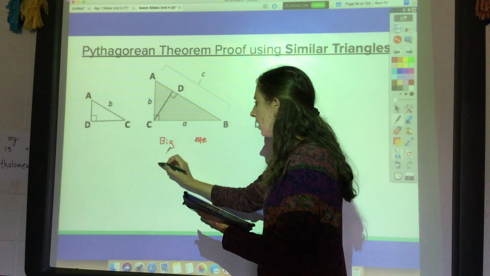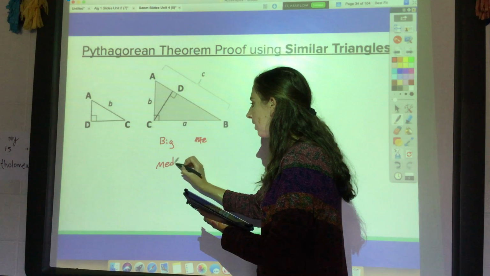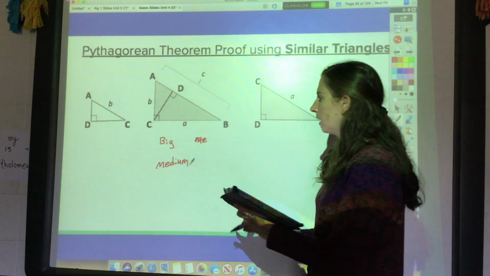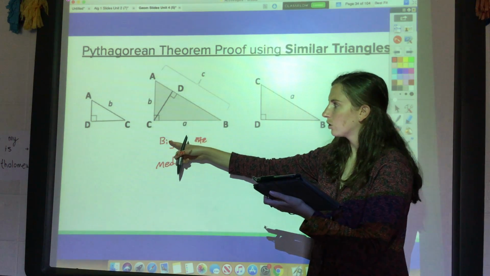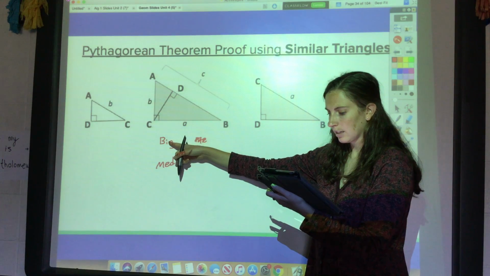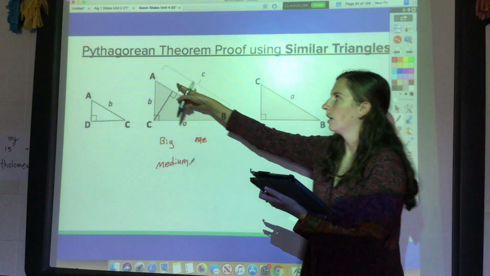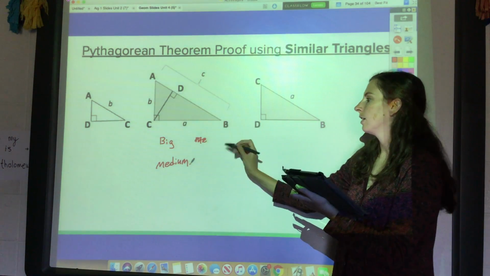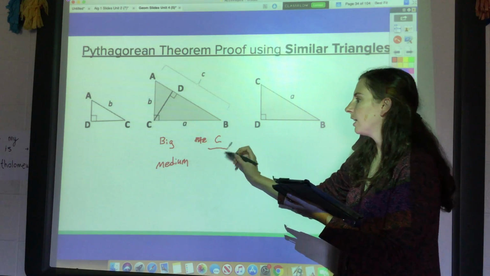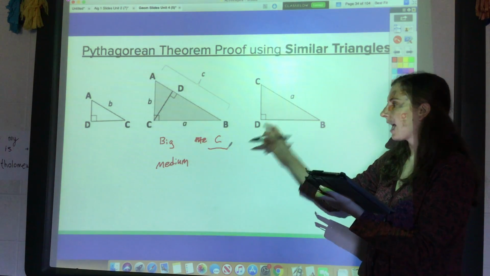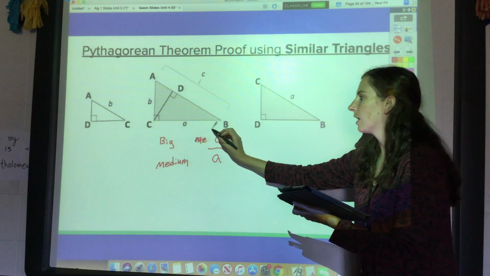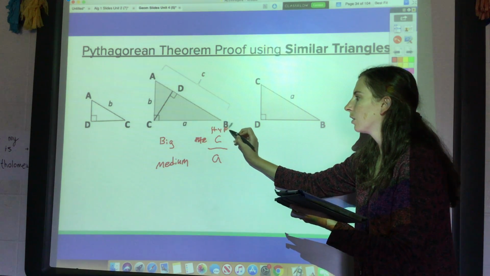Now let's do this. Big and medium. Okay, so I know on the big triangle, its hypotenuse is C. And I know on the medium triangle, the hypotenuse is A. So this was the hypotenuse for both.